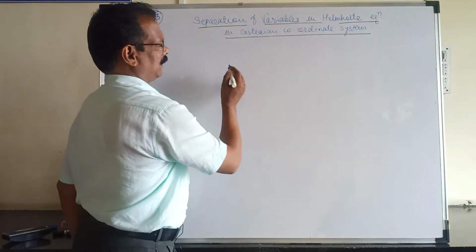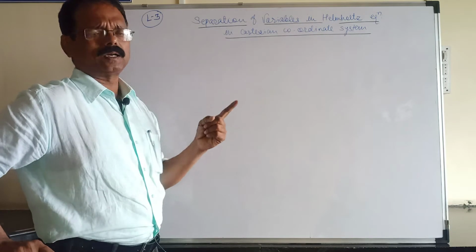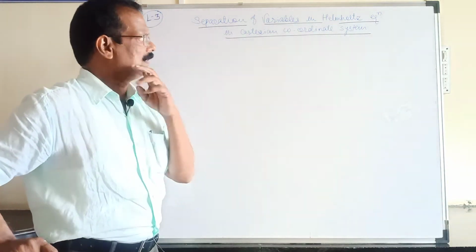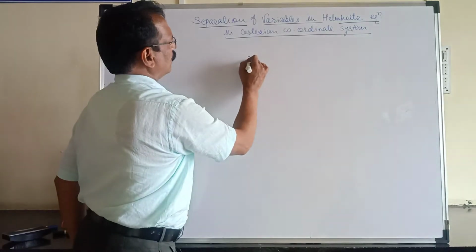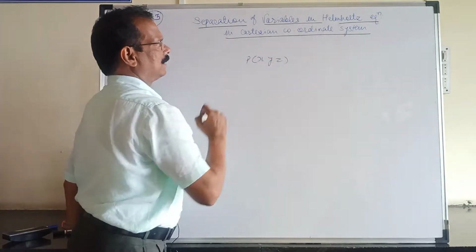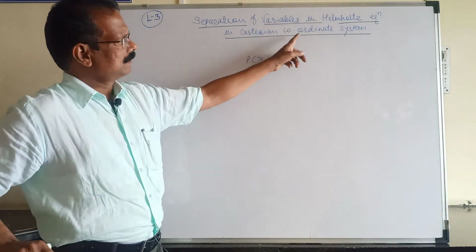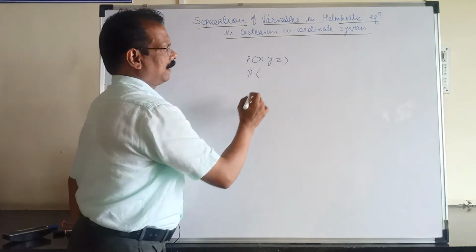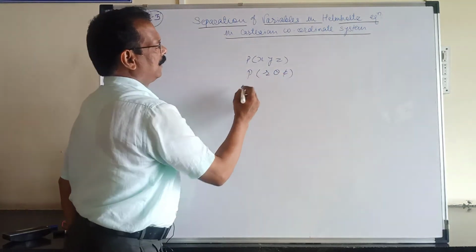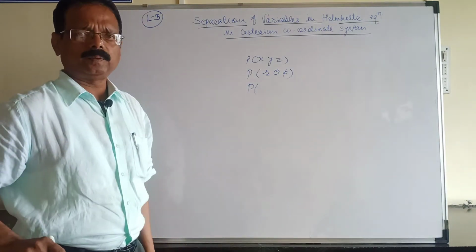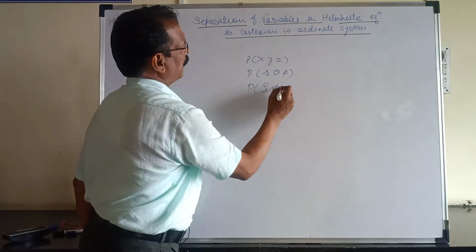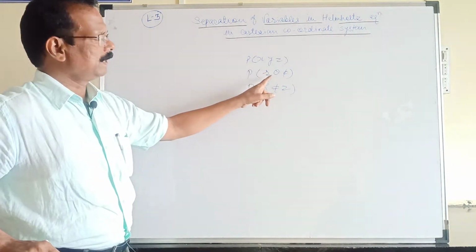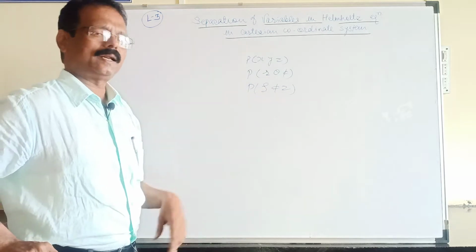There are three types of coordinate systems here. One is the Cartesian coordinate system, another is the spherical polar coordinate system, and third is the cylindrical coordinate system. In Cartesian coordinate system, the coordinates of point P are x, y, z. In spherical polar coordinate system, the coordinates of point P are r, theta, and phi. And in case of cylindrical coordinate system, the coordinates of point P are rho, phi, and z.